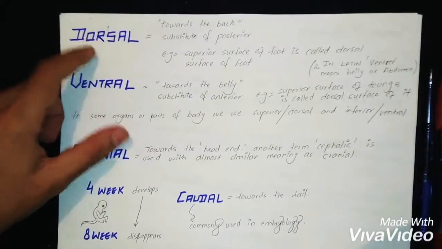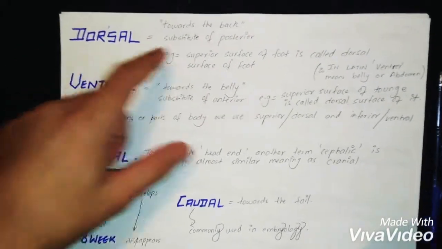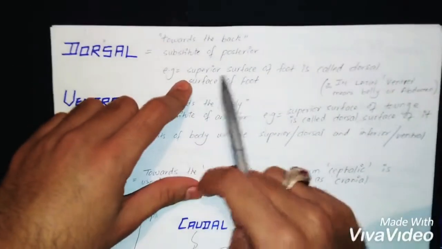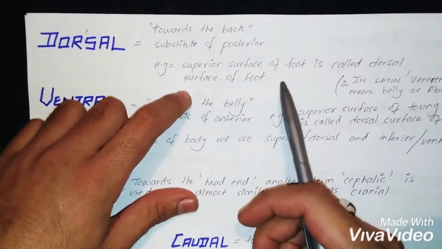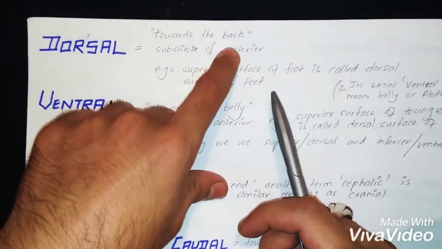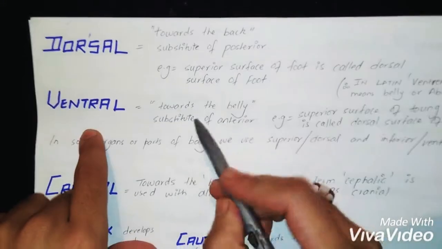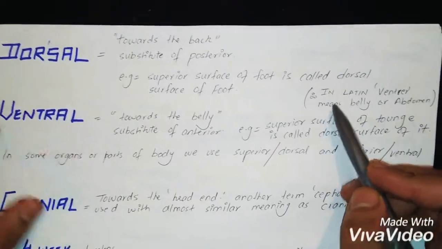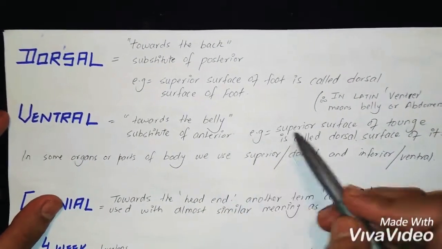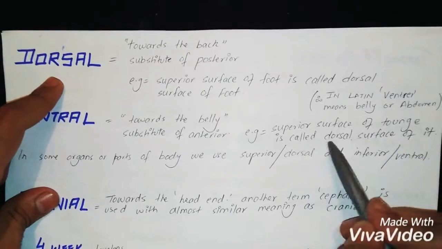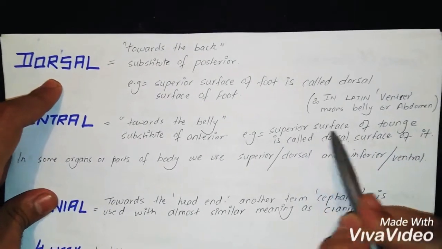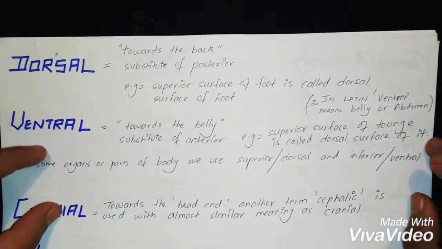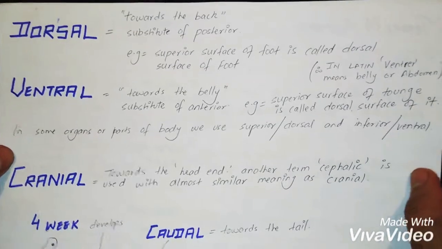If we look at the terms dorsal and ventral, dorsal is actually towards the back, and it is also known as a substitute of posterior. For example, the superior surface of the foot is called the dorsal surface of the foot. Ventral means towards the belly. In Latin, venter means belly or abdomen. It is also known as a substitute of anterior. For example, if the superior surface of the tongue is called its dorsal surface, then the inferior surface of the tongue will be called its ventral surface. In some organs or parts of the body, we use superior as dorsal and inferior as ventral.